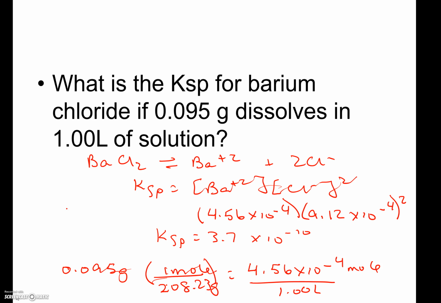We'll plug into the calculator 4.56 times 10 to the minus 4 times 9.12 times 10 to the minus 4 squared, and that'll give us our KSP value. So the KSP for barium chloride is 3.7 times 10 to the minus 10.